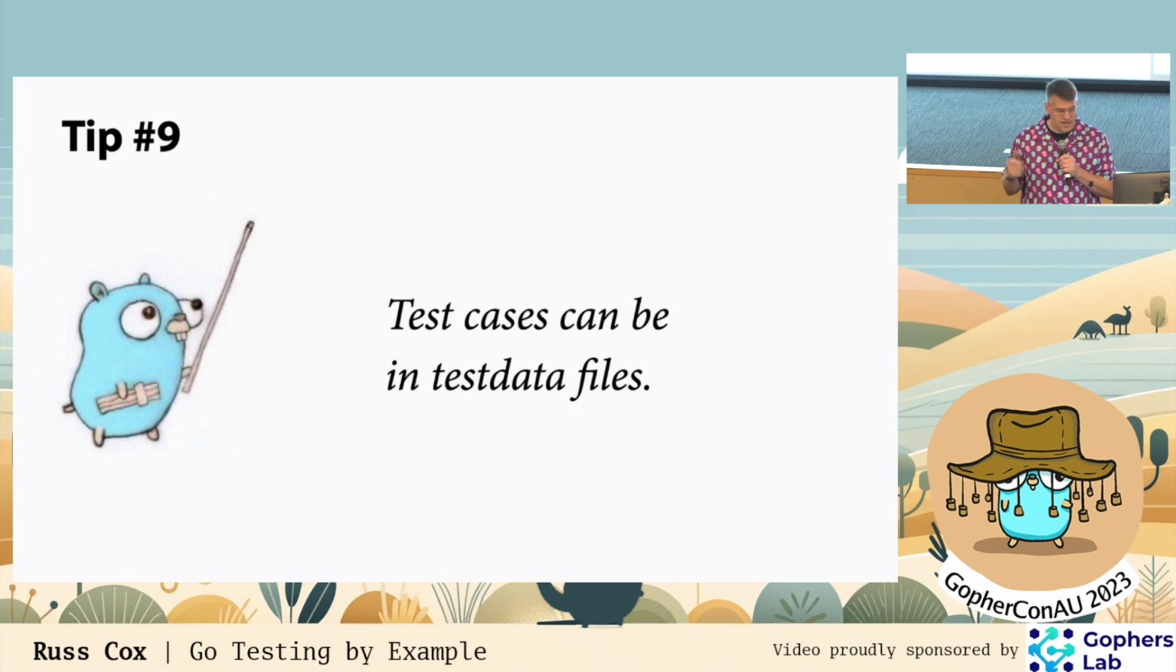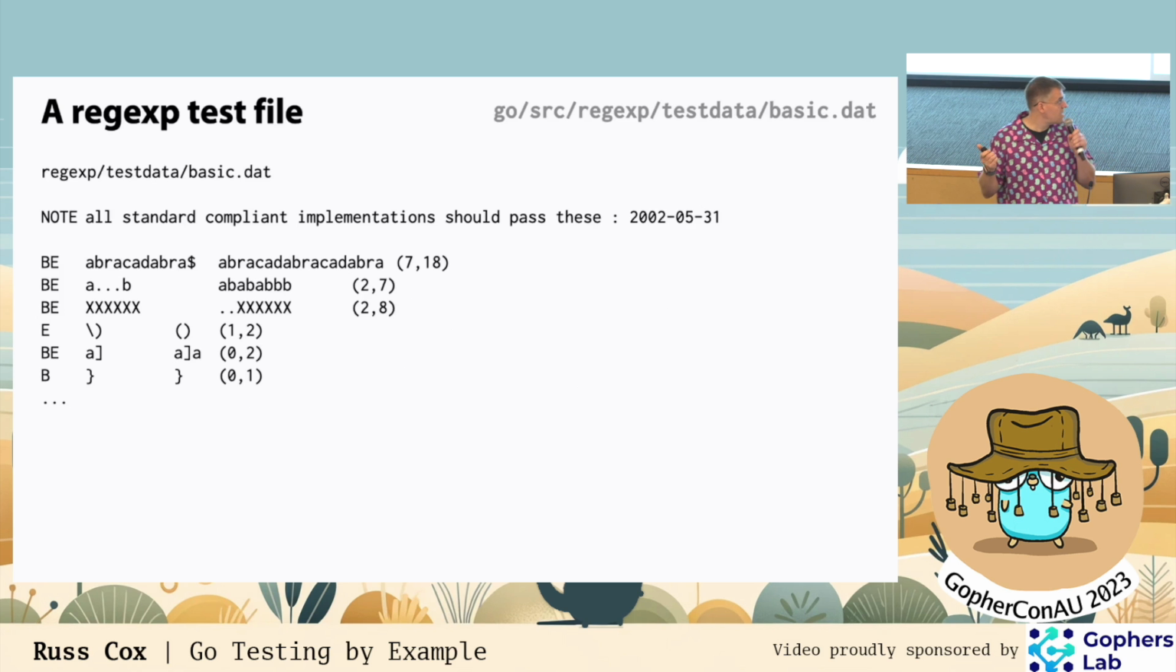So tip number 9 is that test cases can be in test data files. They don't have to be in your source code. As another example, the Go regular expression package includes some test data files that are copied from the AT&T POSIX regular expression library. And I won't go into the details, but I'm grateful that they chose a file-based testing strategy because it meant that I could copy their test files and reuse them for my implementation. And it's another ad hoc format, but it's easily parsed and easily edited.